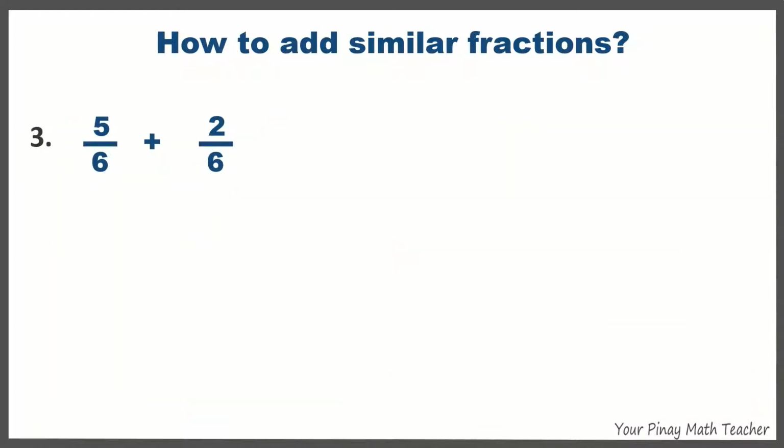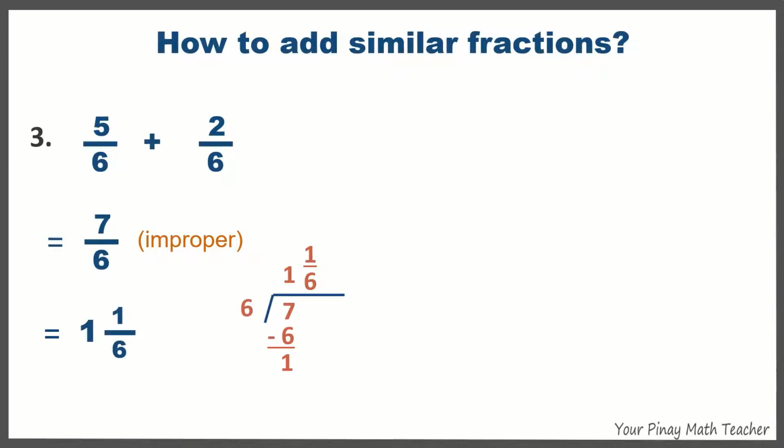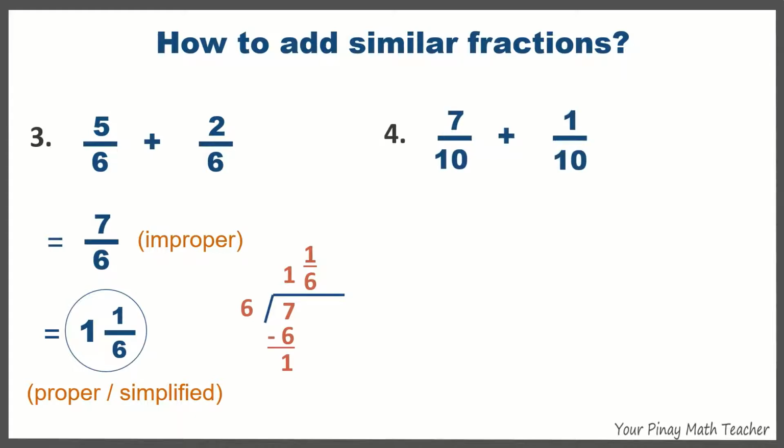At this time, let's add similar fractions without illustrations. Number 3. 5 sixths plus 2 sixths is equal to 7 sixths. Since this is improper, we have to change it to a mixed number by dividing 7 by 6, which gives us 1 and 1 sixth. So the final answer is 1 and 1 sixth, since 1 sixth is also a proper fraction and it is already simplified. Number 4. 7 tenths plus 1 tenth is equal to 8 tenths.